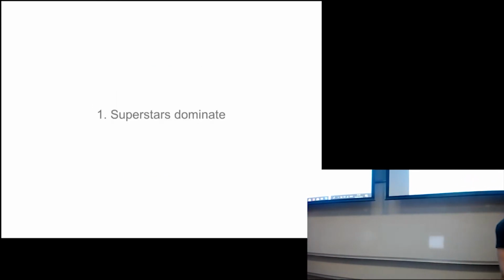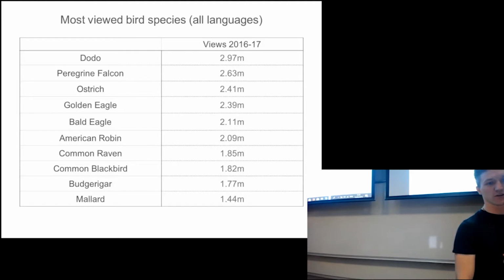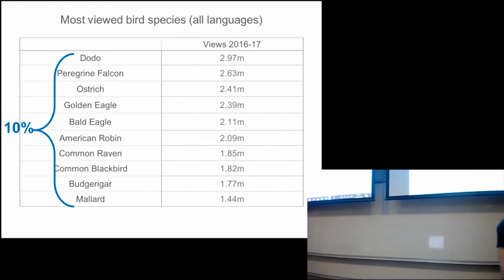So the first big trend, the pattern you get, is that superstars dominate. The data is hugely skewed. This is summing views across all languages. This is the top 10 most viewed bird species, and this is 10% of all page views. So 10 birds get 10% of all page views. So it's 0.01%.